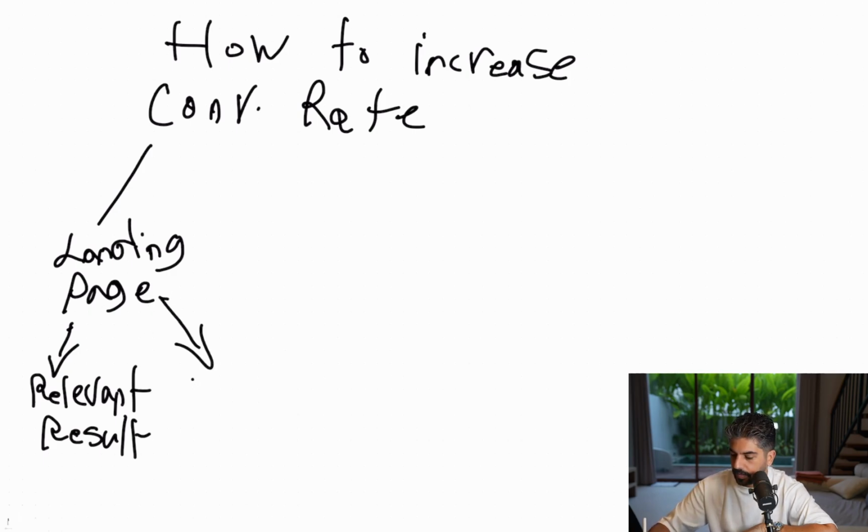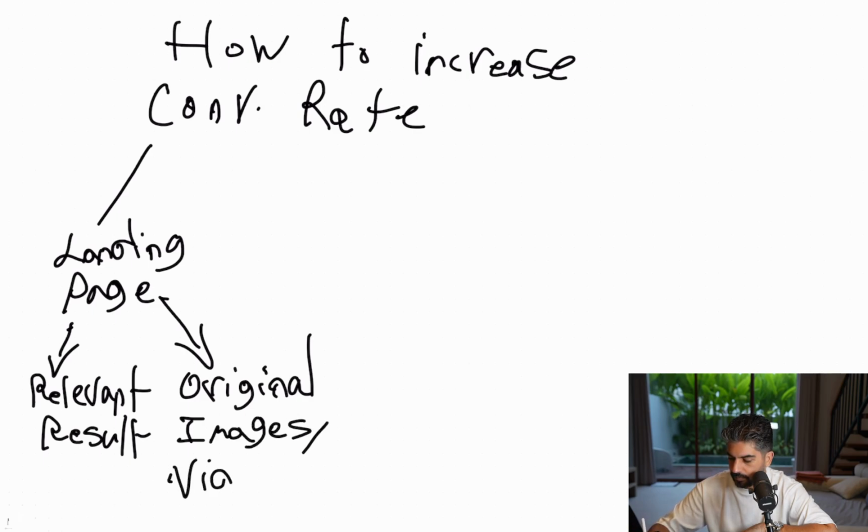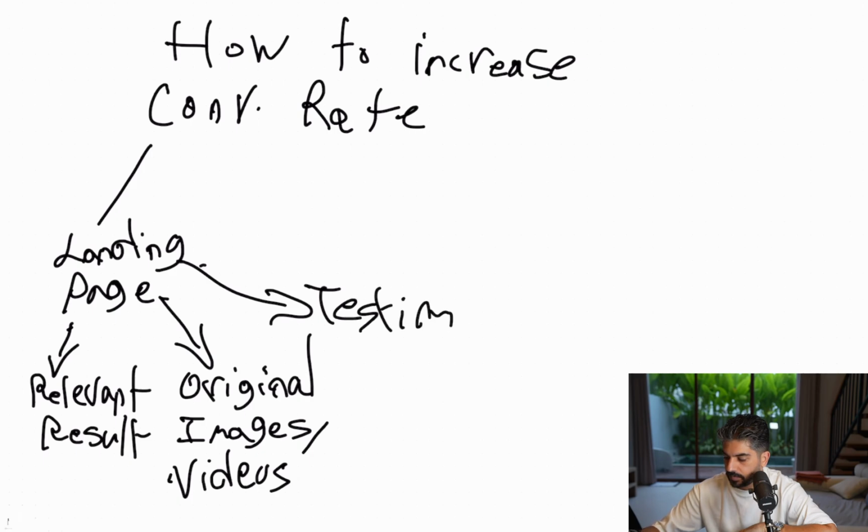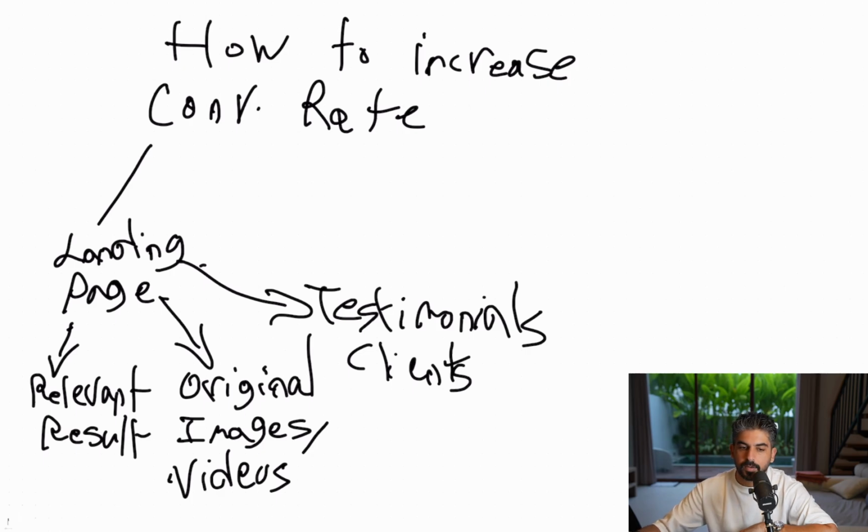The second thing is original images and videos. Okay, especially now in 2025 when we have so much AI stuff going on, people want to see who they're actually going to work with. So original images and videos, these are the second thing. And I would add here testimonials. This is from clients. Okay, so these are basically inside the landing page.